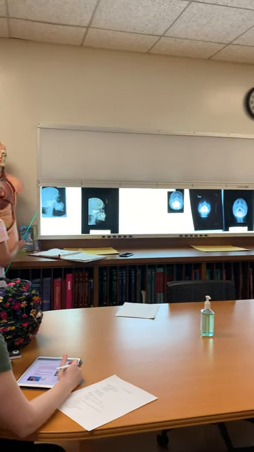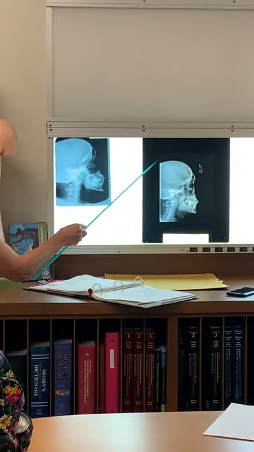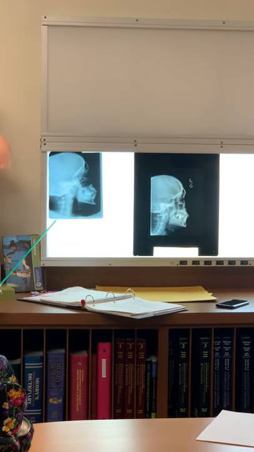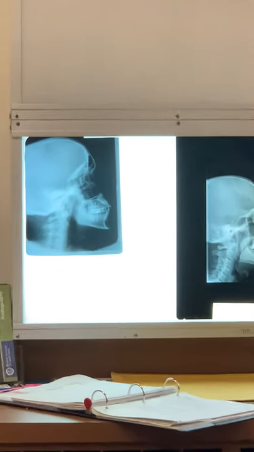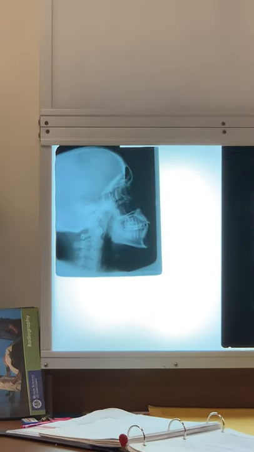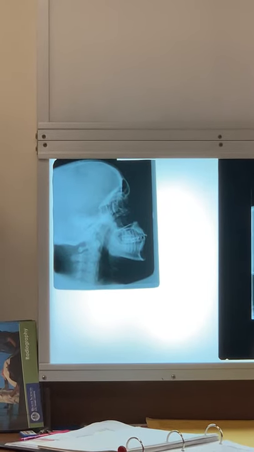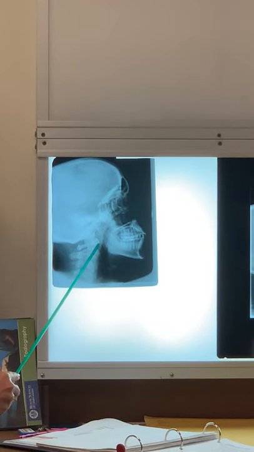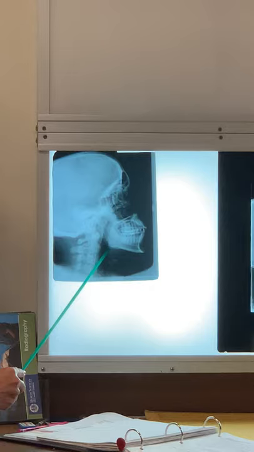Okay, so we have two laterals up here. These are for facial bones because you can see they cut off the back of the skull, because the back of the skull doesn't matter for facial bones. Let's look at this one first. Is this one tilted or rotated? Tilted. Maybe a little bit tilted because the orbital plates are really not superimposed. Not much rotation at all because here's the rami of the mandible here.